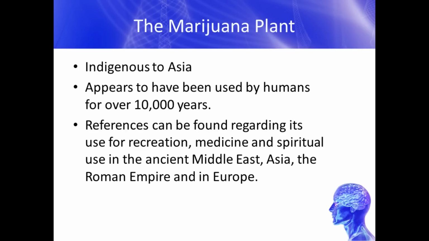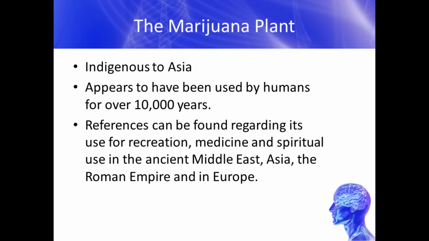So let's start with the marijuana plant itself. This plant has been around for tens of thousands of years. It probably originated as an indigenous species in Asia. When we look back through time, you'll see references to an emperor of China in 2700 BC using marijuana for its medicinal properties. Very debatable whether this Chinese emperor actually existed.